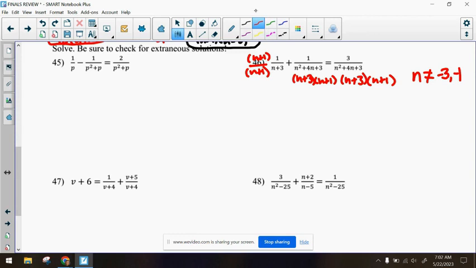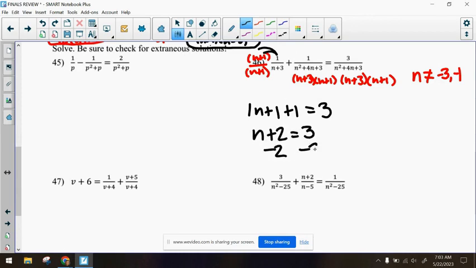Then I only care about solving in the numerator. So I'm going to distribute this 1 through. I get 1n plus 1 plus another 1 here equals 3. So I'm left with n plus 2 equals 3. To get n by itself, I subtract 2. N is equal to 1.